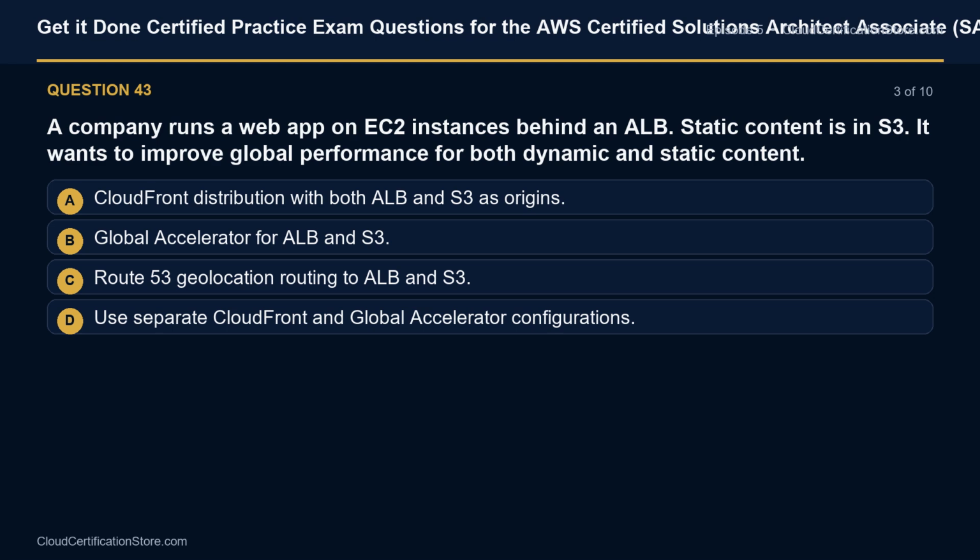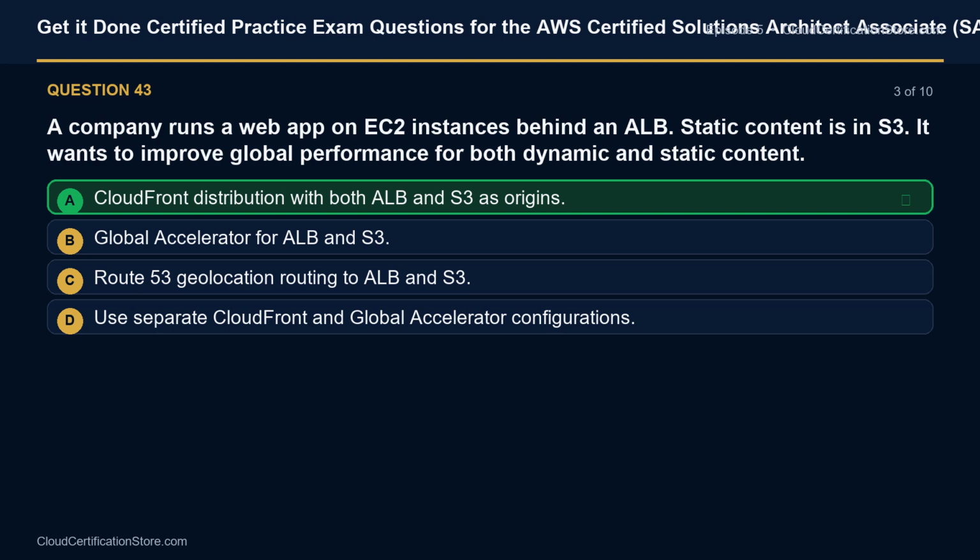Option B. Global Accelerator for ALB and S3. Option C. Route 53 geolocation routing to ALB and S3. Option D. Use separate CloudFront and Global Accelerator configurations. The correct answer is A. CloudFront distribution with both ALB and S3 as origins.